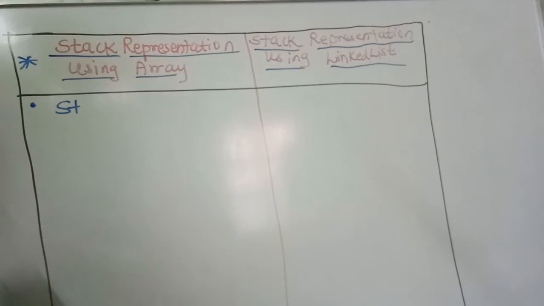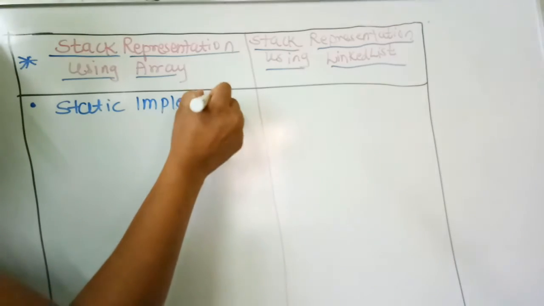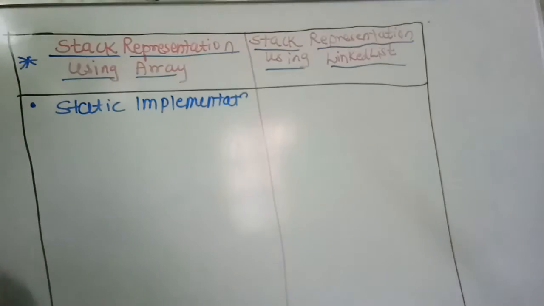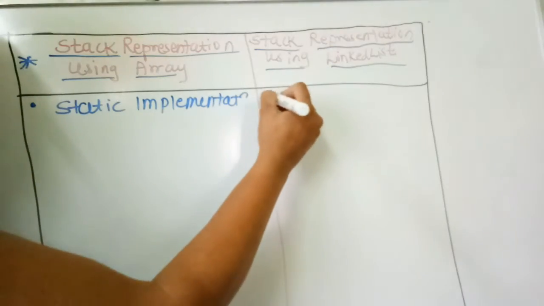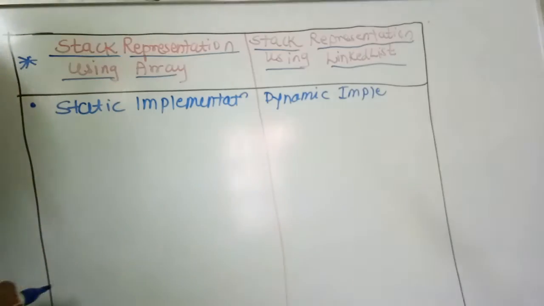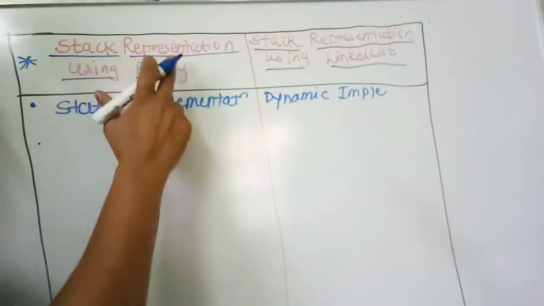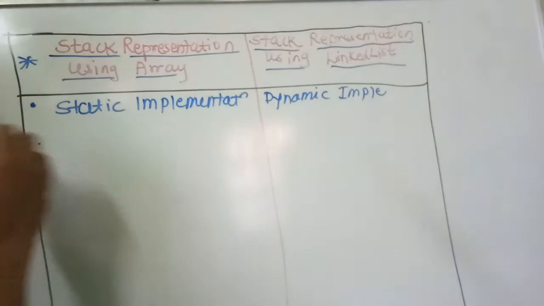First of all, the stack representation using an array is known as static implementation, and the stack representation using the linked list is the dynamic implementation. Secondly, the stack representation using an array does not provide flexibility, because as the size of the stack has to be declared, there will be no change in the size after the program design.